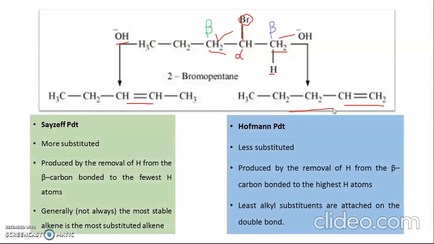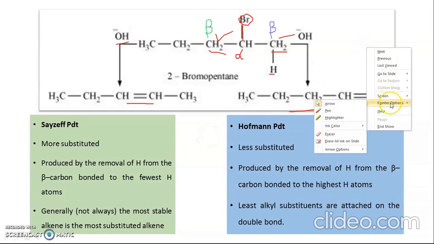So what are the difference between these two? Saytzeff product, it is more substituted. Hofmann product, it is less substituted.